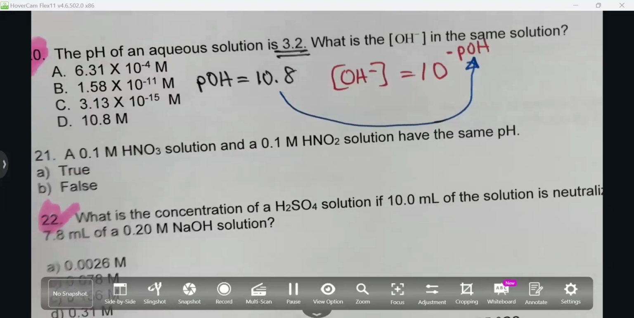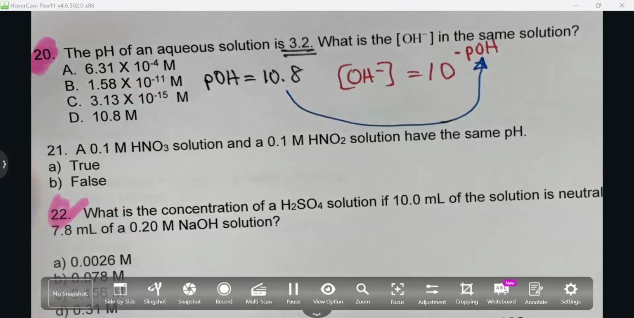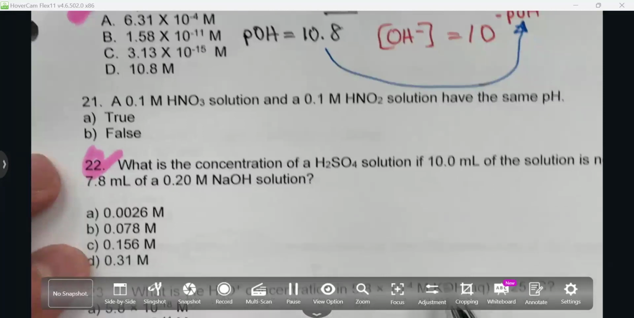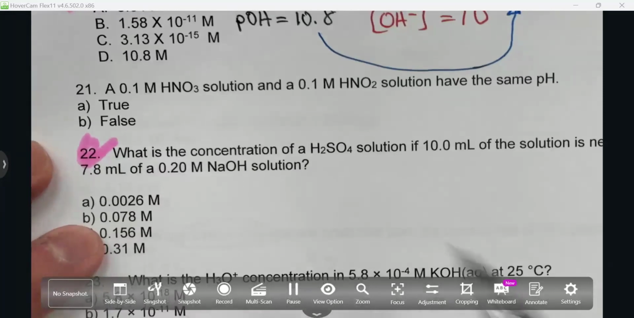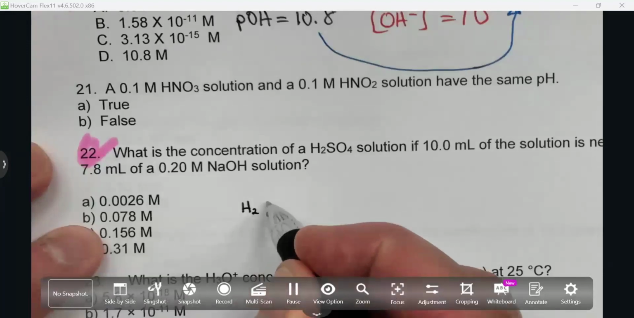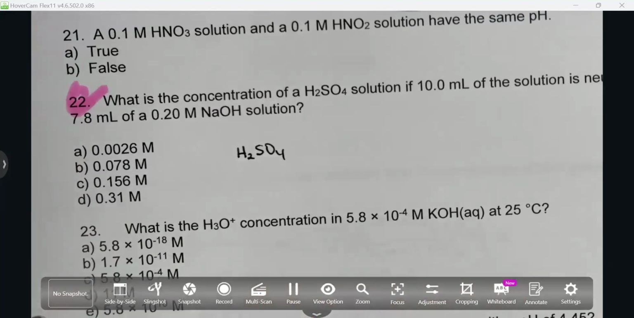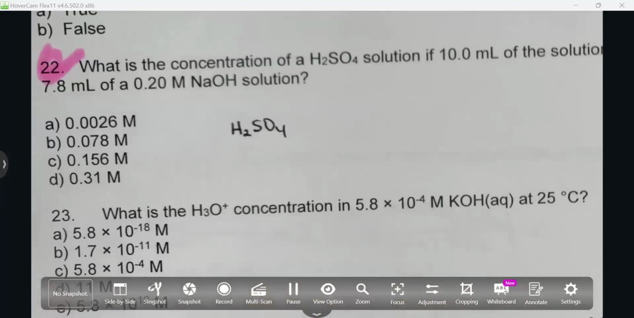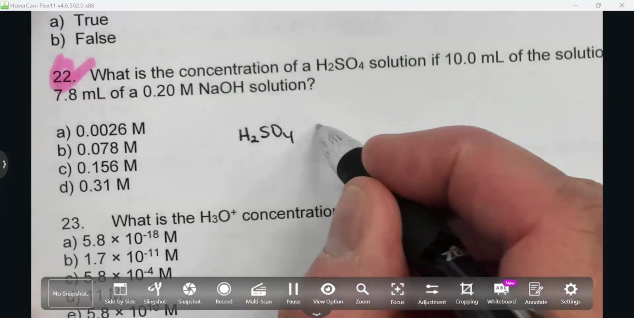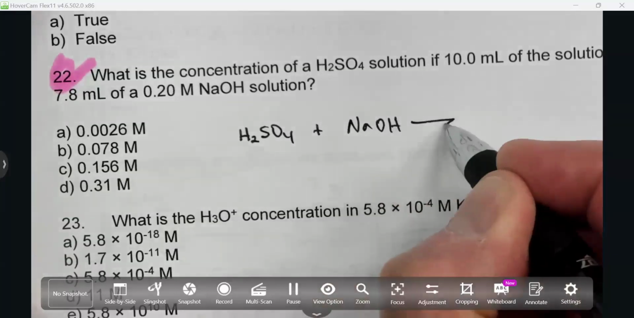In 22, the first thing we need is a balanced equation. So in 22, H2SO4, I'll write that first. I'm going to zoom in here now for 22. H2SO4 and NaOH.